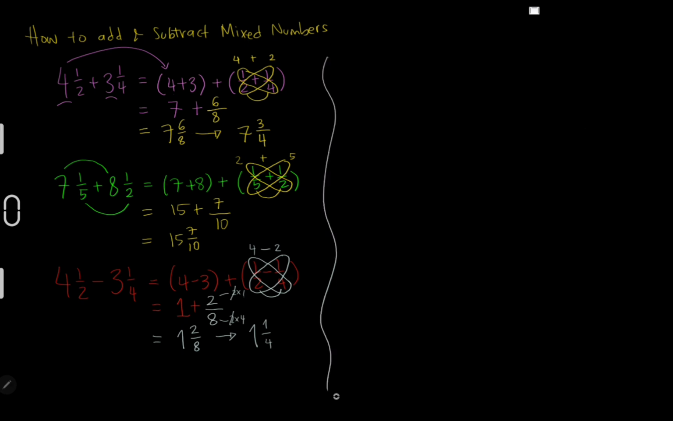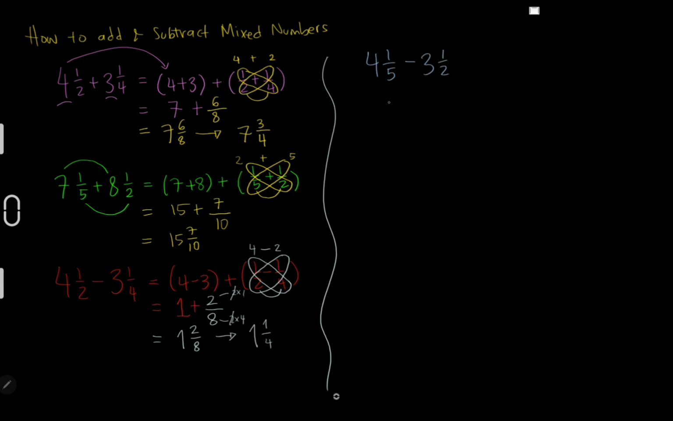However, it will be different if the fraction we have for the first number is a lot smaller than the one that we have from the second fraction. For example, I have in here 4 1/5 subtracted by 3 1/2. Let's say like this.